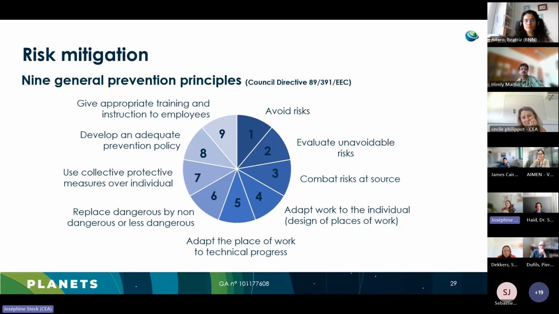The first and the most effective way is to avoid the risk. Then is to evaluate the unavoidable ones. Then is to combat risk at source. 4, to adapt work to the individual instead of the other way around. 5, to adapt the place of work to technical progress. 6, to replace dangerous by non-dangerous or less dangerous. 7, to use collective protective equipment over individual. 8, to develop an adequate prevention policy. And 9, to give appropriate training and instruction to employees.